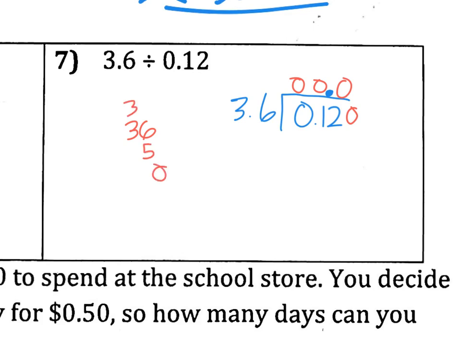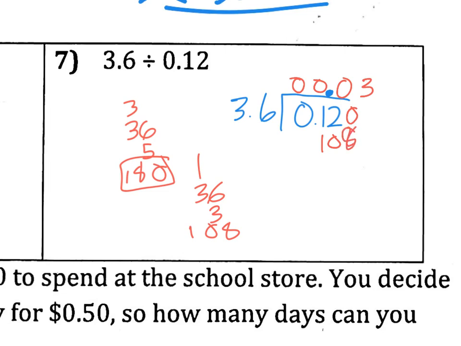36 times 5 is 180. Whoa, that's way too big. So we better go smaller. 36 times 3 is 108. That looks about right to me. So we're going to go 3 times. That's 108. Woo! I subtract.